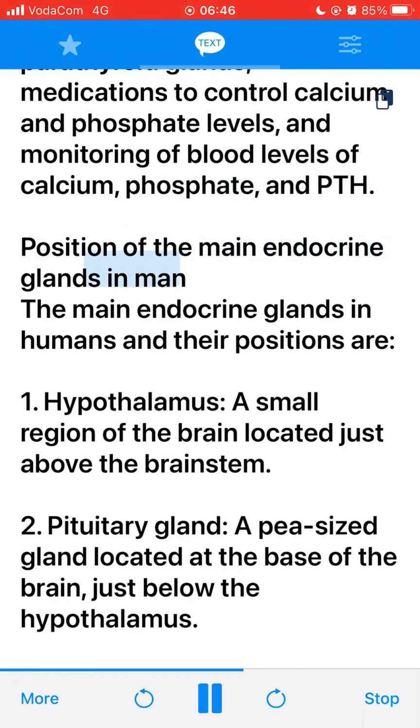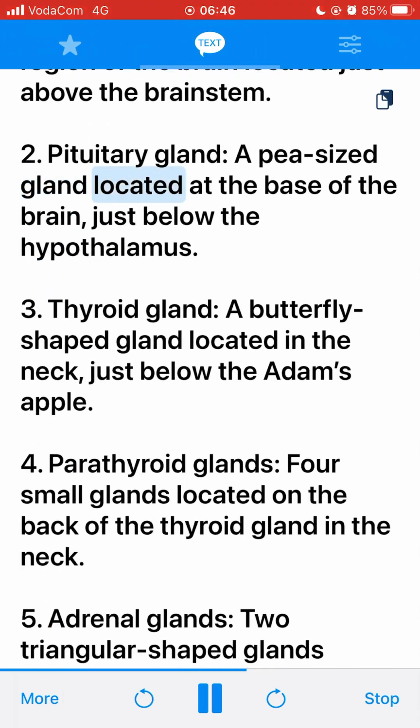Position of the main endocrine glands in man. The main endocrine glands in humans and their positions are: 1. Hypothalamus, a small region of the brain located just above the brainstem. 2. Pituitary gland, a pea-sized gland located at the base of the brain, just below the hypothalamus. 3. Thyroid gland, a butterfly-shaped gland located in the neck, just below the Adam's apple.